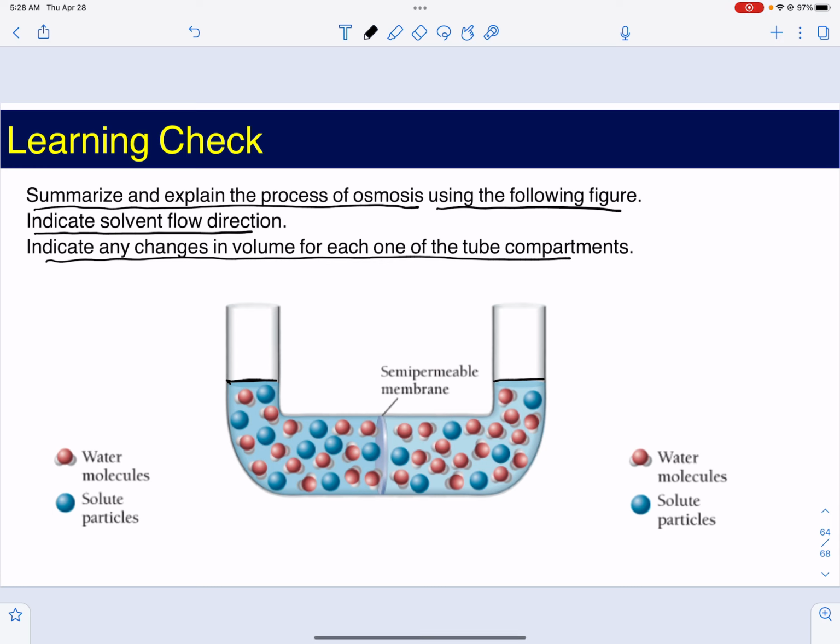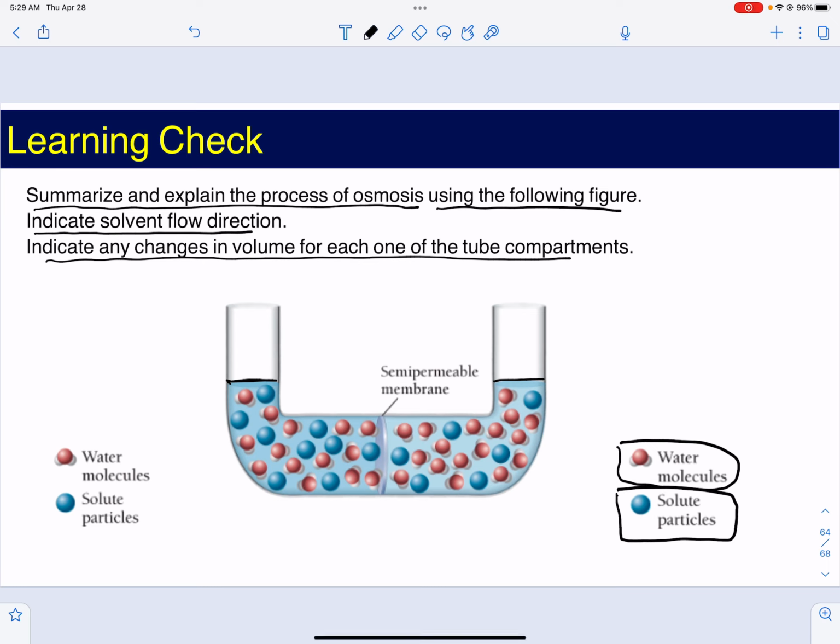So they're starting with equal volume, but osmosis is not trying to equalize the volume. Osmosis is trying to equalize the concentration. So remember, the solvent is always the one in the higher quantity. The solute is the one in the lower quantity. And when we look at this picture, we will see that the water molecules are going to be in higher quantity, and you can count them. And the solute particles are going to be the ones in the lower quantity.